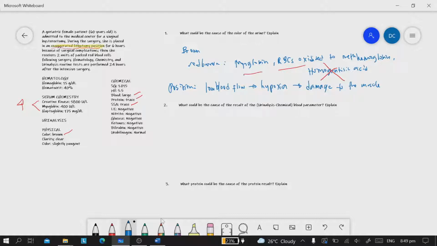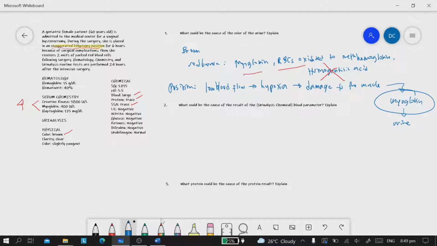If there is damage to the muscle tissue, it will release myoglobin, and this is cleared in the kidneys and will be present in the urine. So the correct answer will be myoglobin. The causative agent of the brown color of the urine would be your myoglobin.